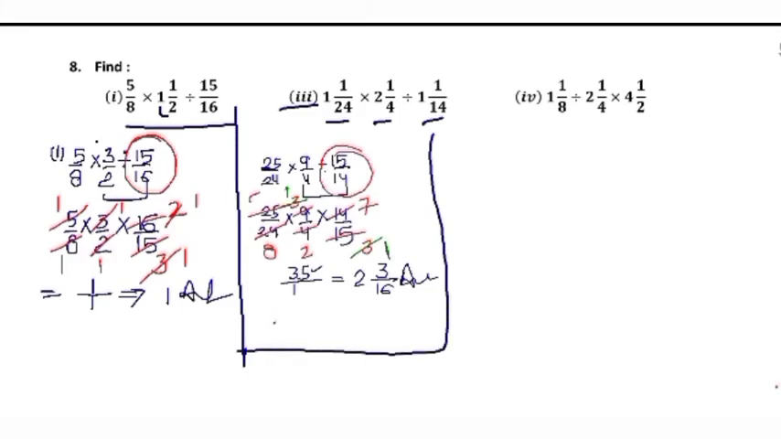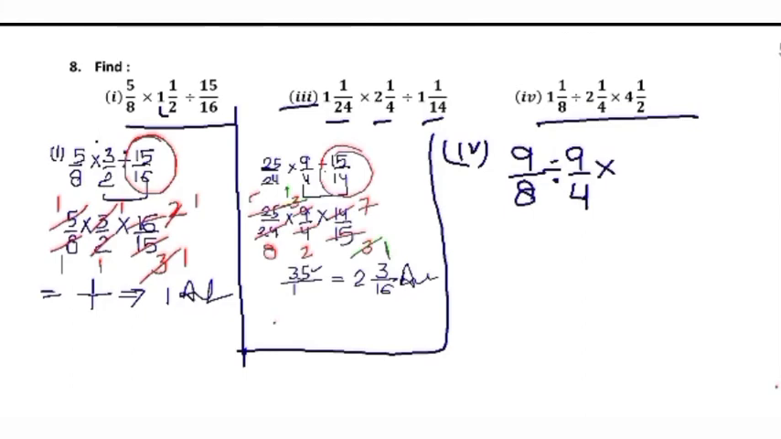Now let's do the next part. This part, first step is to change mixed fraction into the improper fraction. So change it. 8 1s are 8 plus 1, 9 upon 8 divided by 4 2s are 8 plus 1, 9 upon 4 multiply 2 4s are 8 plus 1, 9 upon 2. According to BODMAS, first step to solve these two fractions.